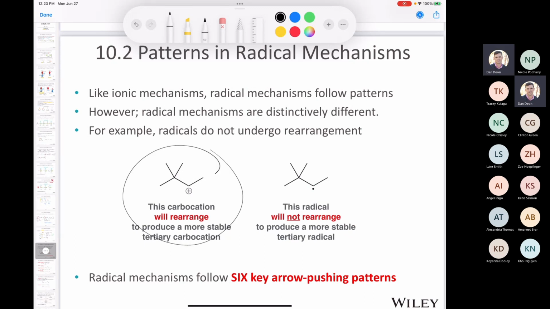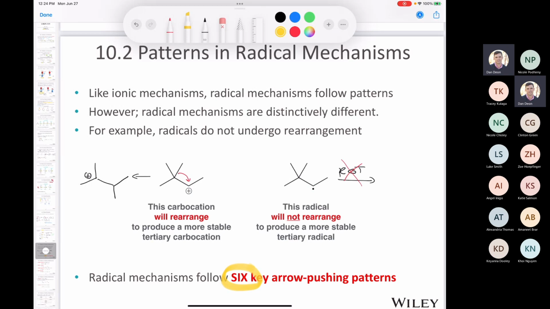If you had this secondary carbocation, you know that you'd get a methyl shift this way, so that you would end up with this tertiary carbocation. However, you get no rearrangement with a radical. What you see is what you get, okay? Remember, resonance and rearrangement are two different things. You can have resonance, but you can't have groups shifting like a methyl or a proton. And when we're looking at radical mechanisms, there are 6 key arrow pushing mechanisms that come up over and over and over. The same 6 patterns show up time and time again.